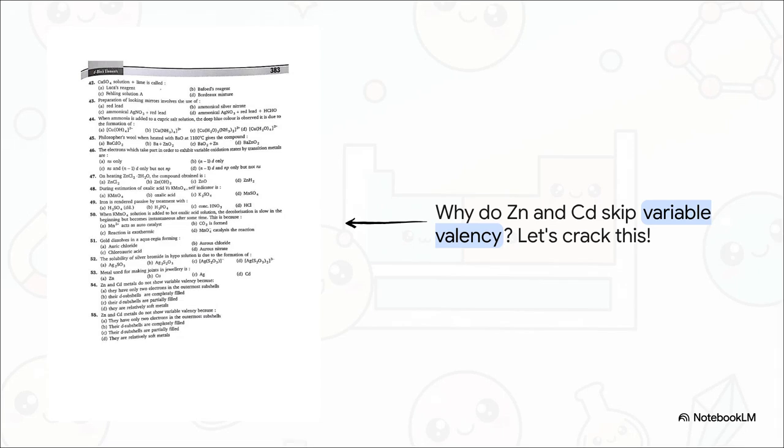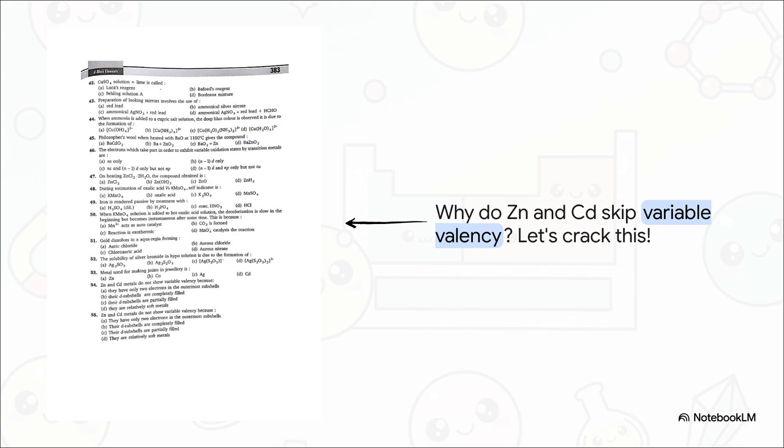All right, let's jump straight into this explainer with a notoriously tricky exam question that trips up countless students right out of the gate. Take a look at question 54. It asks exactly why zinc and cadmium seemingly break the rules of the D block and refuse to show variable valency. It is a classic trap.